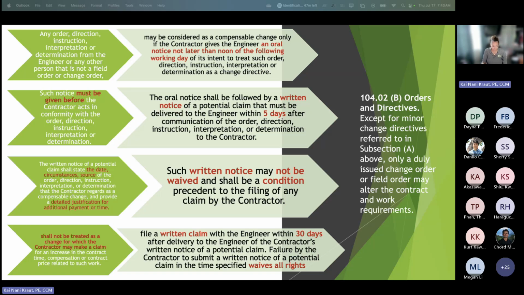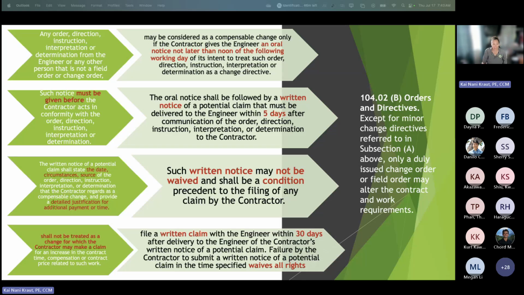Again, next sentence, and I started summarizing this because it didn't fit in the slide, but it "shall not be treated as a change for which the contractor may make a claim for an increase in contract time, compensation, or price related to such work." They have to file a written claim with the engineer within 30 days. So again, notification: oral, noon. Notification, 5 days in writing.